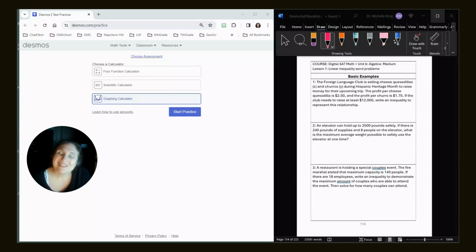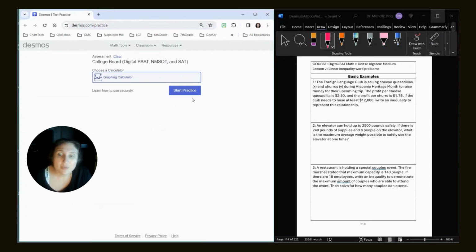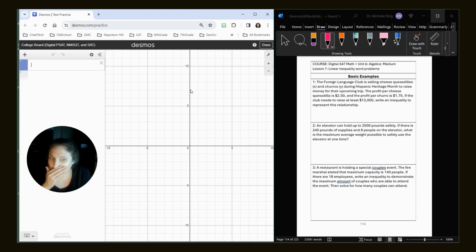We're deep in word problems right now. We are doing Unit 6, Lesson 7 from Khan Academy, Linear Inequality Word Problems. I am going to show you how to use the Desmos calculator, so make sure you click the link in the description to open the calculator, and then you select College Board. If you don't, not everything will work that I show you.